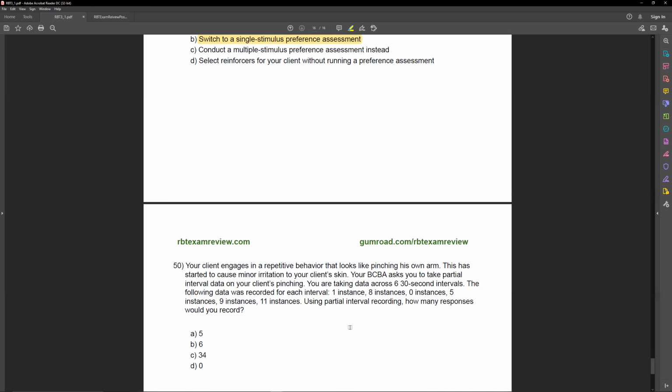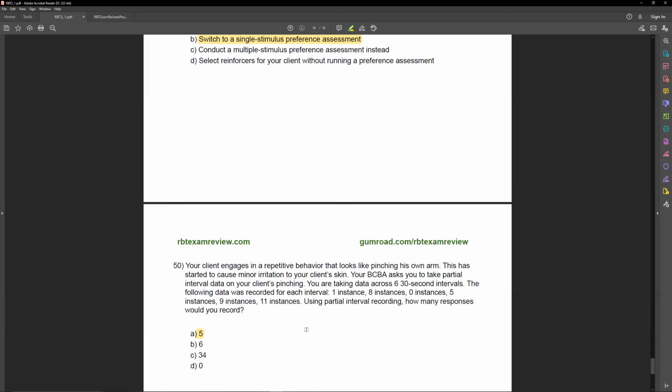So ultimately, how many responses are we going to record? We are going to record 5 responses, right? Because 5 out of the 6 intervals, the behavior occurred. With partial interval recording, if the behavior occurs at all during the interval, we record a response, okay, which gives us 5 out of the 6.